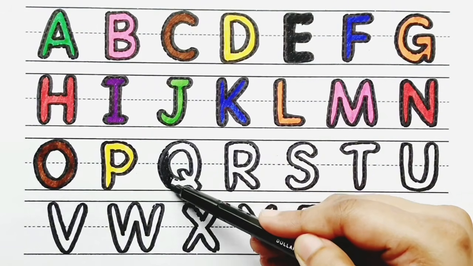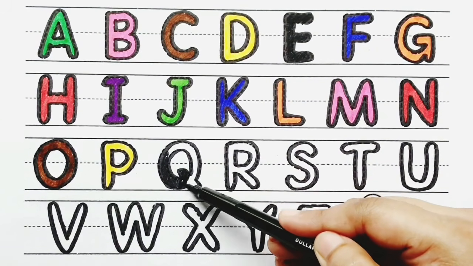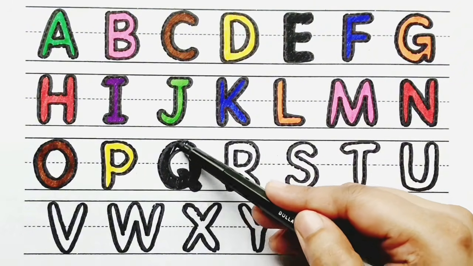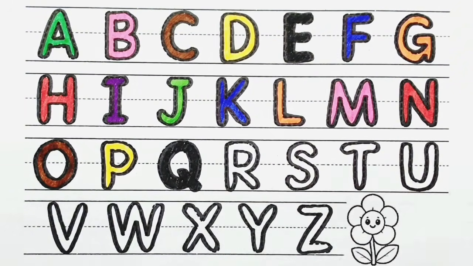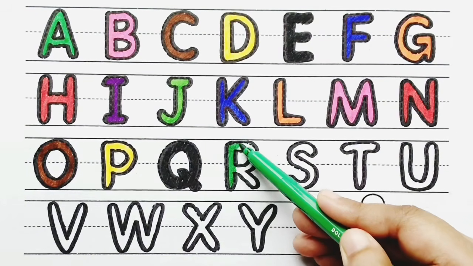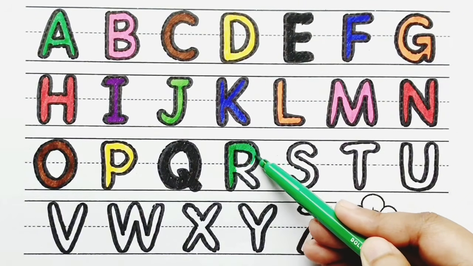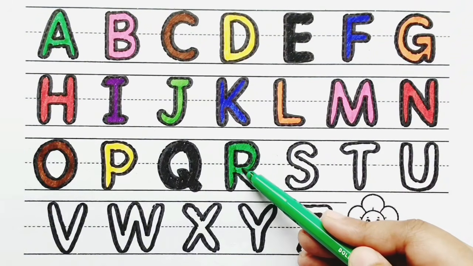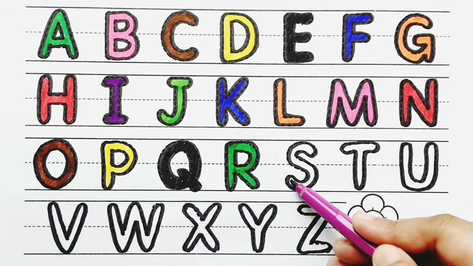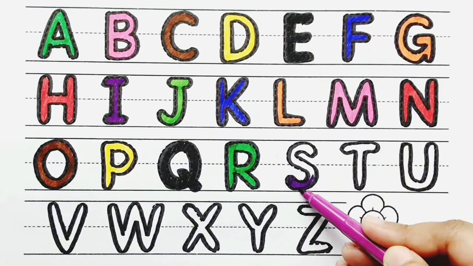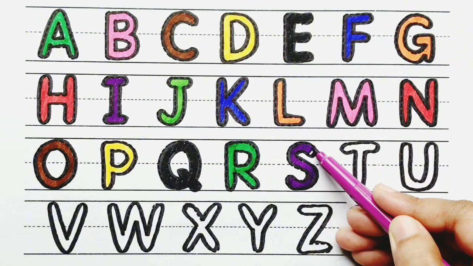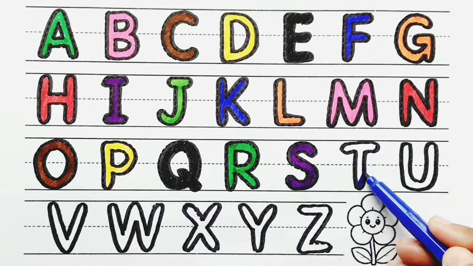Q for coin. R for robot. S for spaceship. T for train.